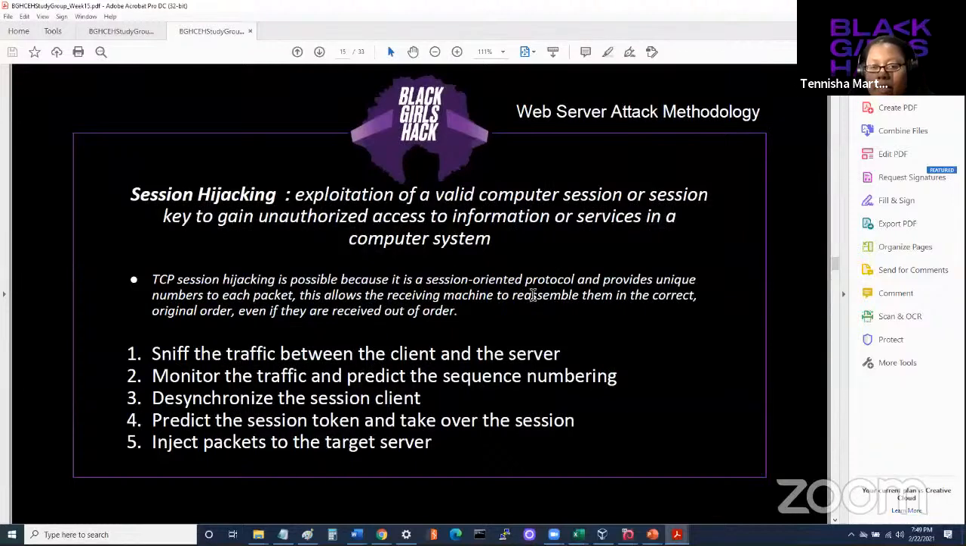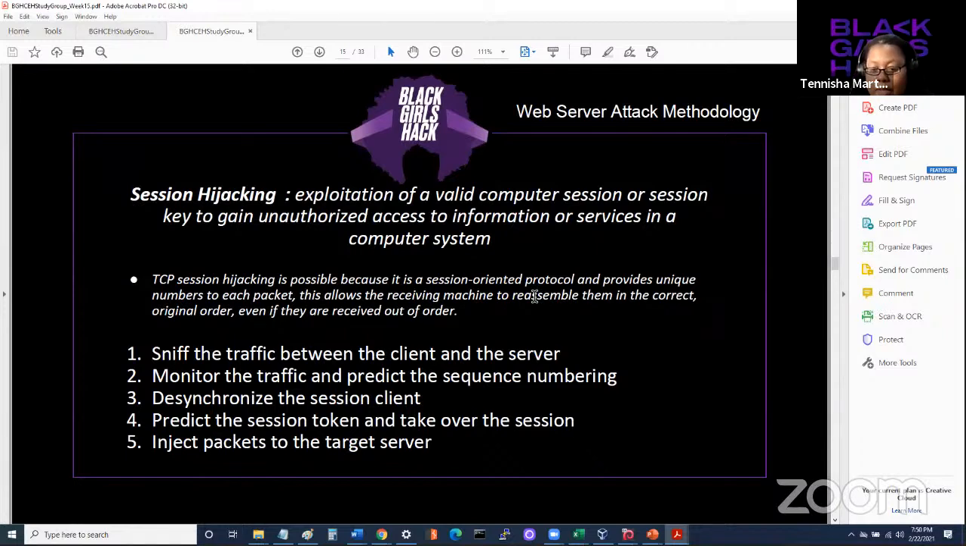All right, so web server attack methodology, session hijacking. This is basically the exploitation of a valid computer session or a session key in order to gain unauthorized access to a system. The use case for this is that you have someone who's already logged in. You're logged in as me, and then you say, hey, I want this session key for Tanisha. So I'm going to be Tanisha and I'm going to go and purchase all of the things using her card on Amazon because I took her session. That's the purpose of session hijacking, so that you can complete actions as the person who is legitimately logged in.